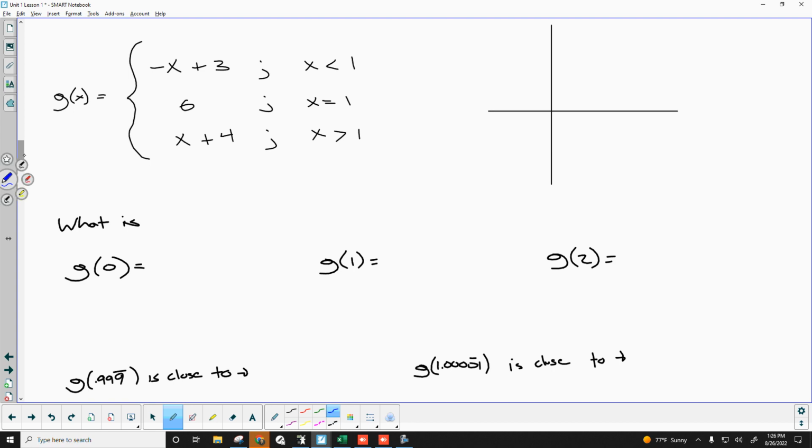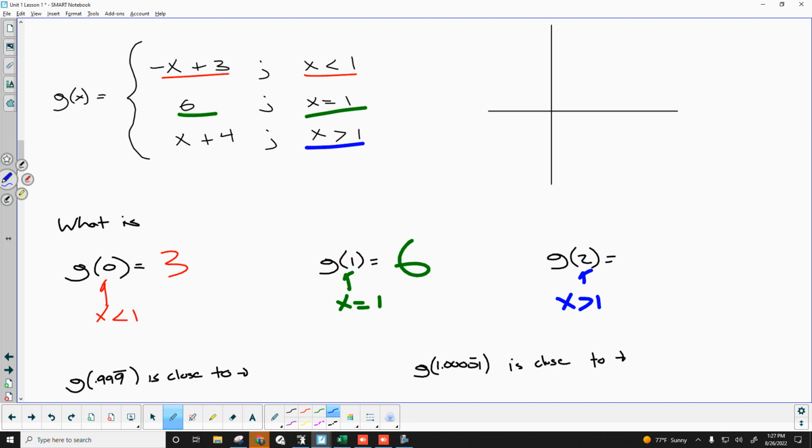Definitely starting in unit 2, you can't just figure it out. You've got to understand. Alright? So, 0. That's lesson 1. I'm using this piece. I plug in 0 and I get 3. Then 1 is equal to 1, so that's this piece and that's that piece, and that's 6. Then 2 is bigger than 1, so I use that piece and I get 6. Okay, those are the same, correct?